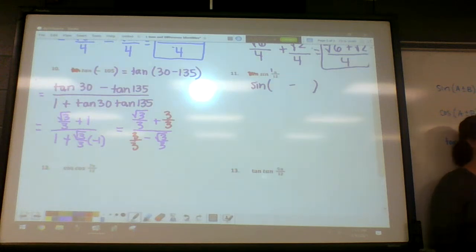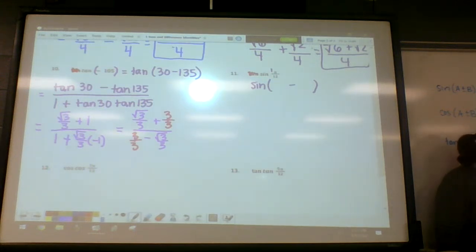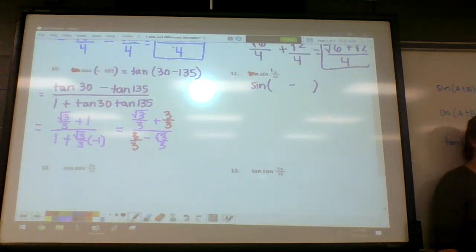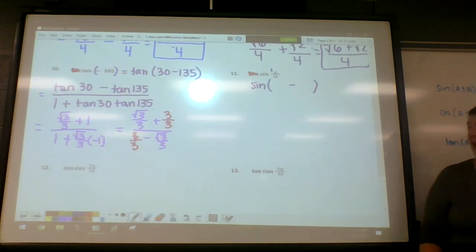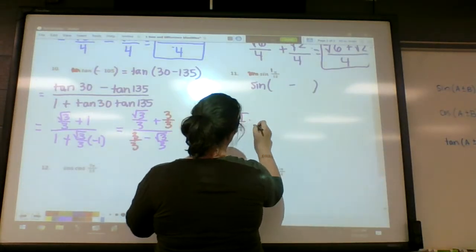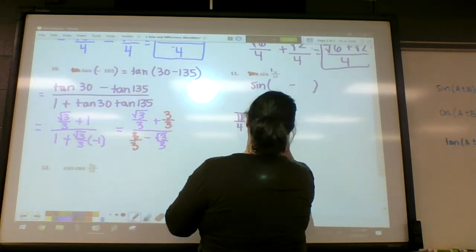over 12. So most likely we're going to want to pick maybe like a pi over 4. Yeah, I think pi over 4. Pi over 4. So I'm just going to throw this up here. Pi over 4 is what over 12? 3 pi over 12? Okay.